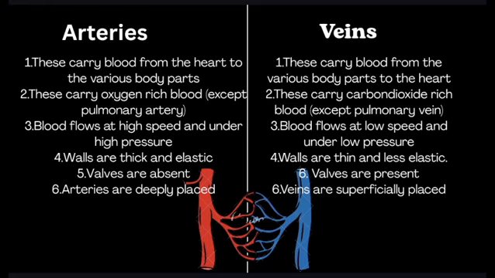In arteries, walls are thick and elastic, but in veins, walls are thin and less elastic. In arteries, valves are absent, but in veins, valves are present. Arteries are deeply placed, veins are superficially placed.